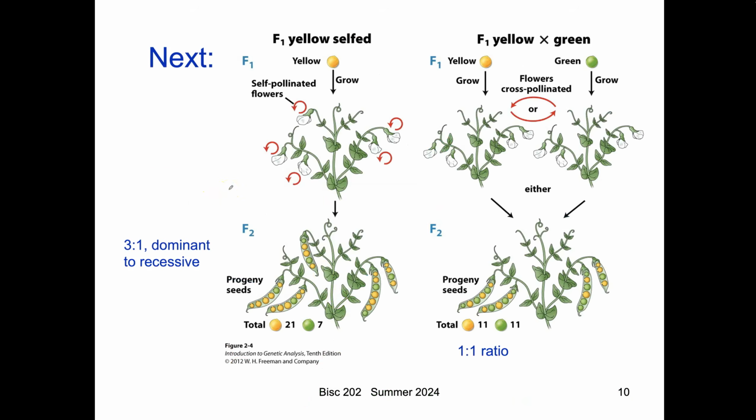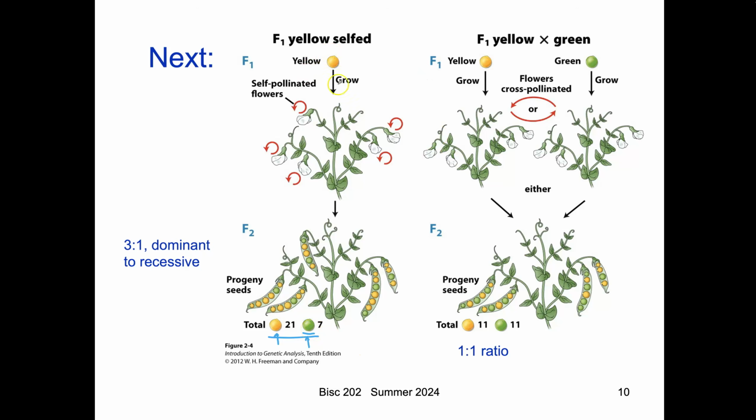Okay, so that was the first thing. He determined that the green color seems to have gone, and that was of interest. So what happens if you allow the yellow ones to self-pollinate? If you do that and you look in the next generation, you can see the green reappears. The green reappears, and there's more of the dominant ones than the recessive ones. In fact, it's a 3-to-1 ratio.